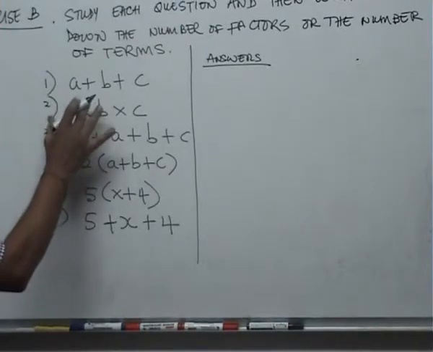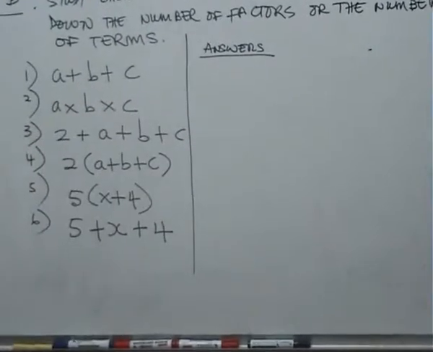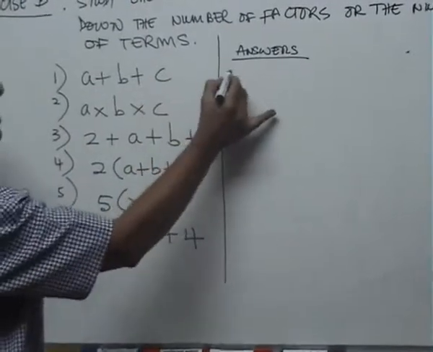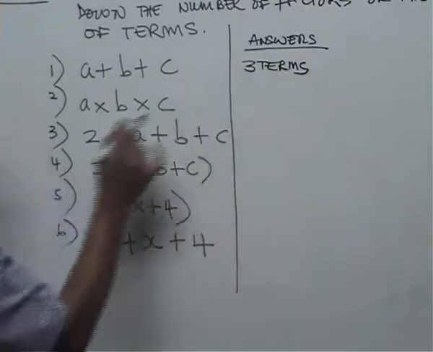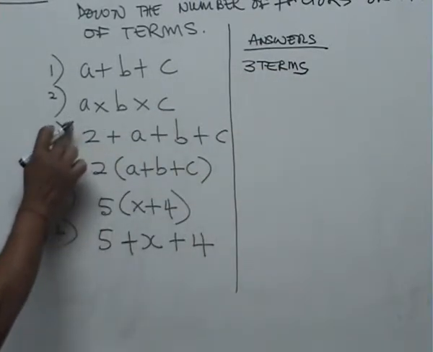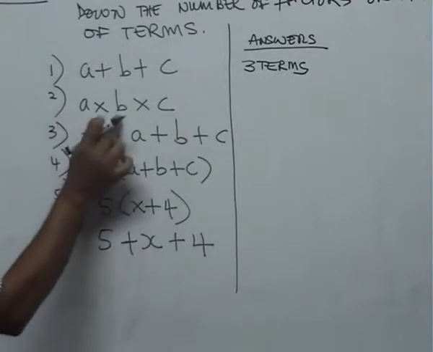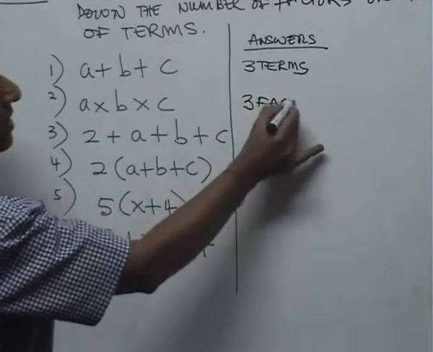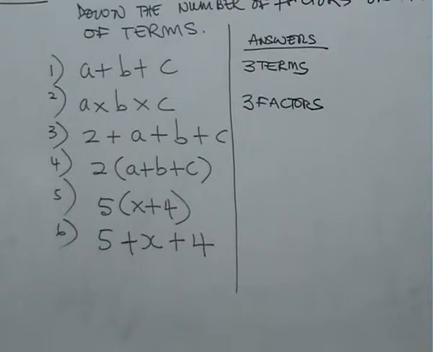Okay, so if you look at number 1, A, B and C are separated by plus signs. Therefore, these are all terms and there are 3 terms. If you look at number 2, A, B and C are separated by multiplication signs. Therefore 1, 2, 3 are factors, because factors are separated by multiplication signs.